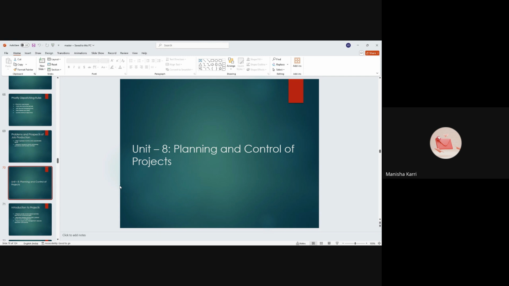Okay. And the main link between planning and control is that planning sets the direction, while controlling keeps the project aligned with that direction. Effective control relies on a strong, well-thought-out plan.